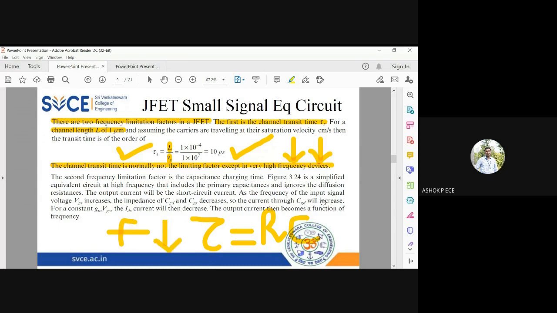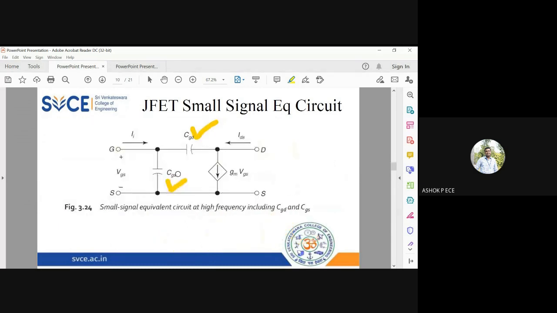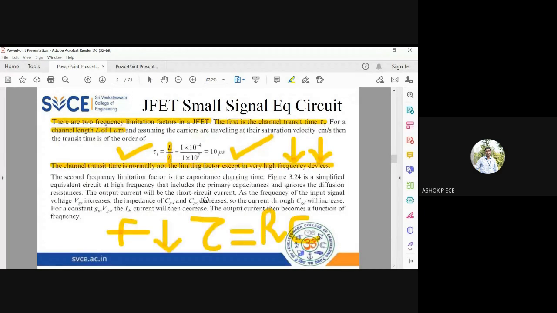You see here, in the simplified equivalent circuit, we have two capacitances, CGD and CGS. And what they are saying is, as the frequency of the input signal increases, these capacitances will act like a short circuit. In a short circuit, current will be more. Because of that, the output current becomes a function of frequency. Actually, the output current should be constant, right? But it becomes a function of frequency, and at high frequency, the current starts reducing because of these capacitance effects.